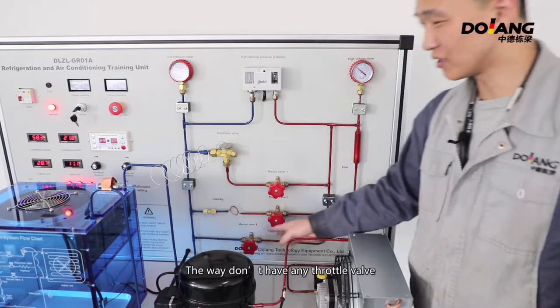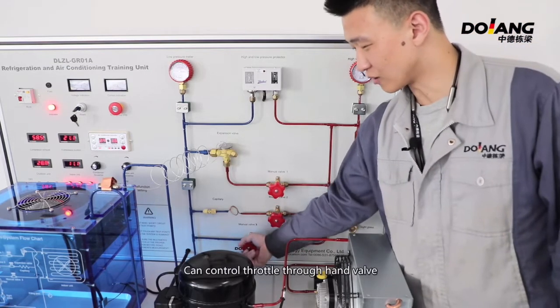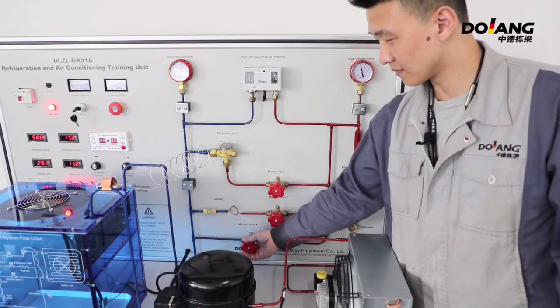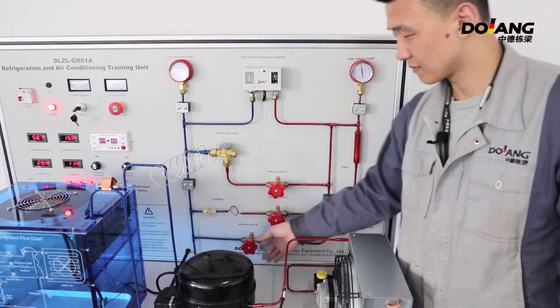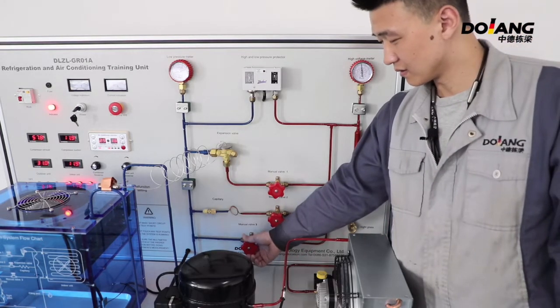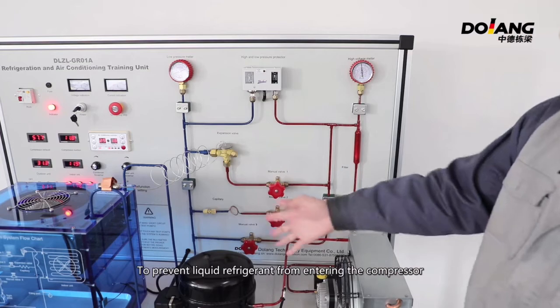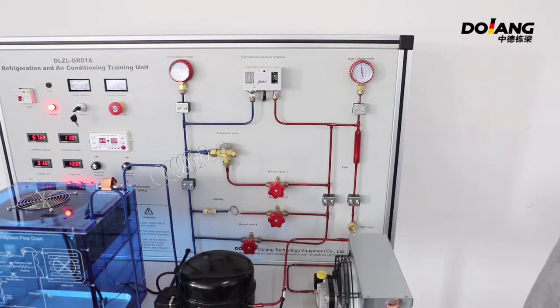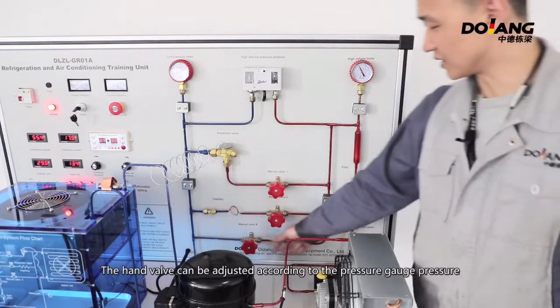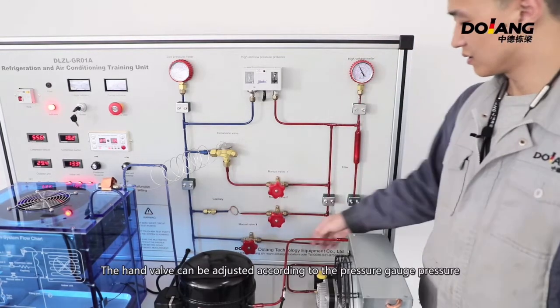This way doesn't have any throttle valve. You can control throttle through the hand valve. Do not turn on all the hand valves, to prevent liquid refrigerant from entering the compressor. Frost has started here. The hand valve can be adjusted according to the pressure gauge pressure.